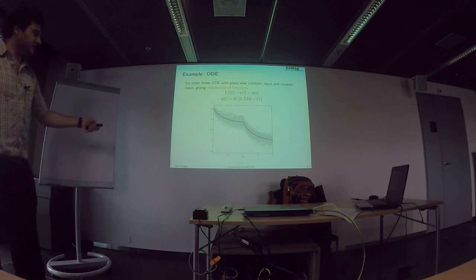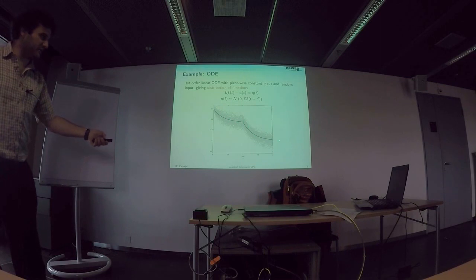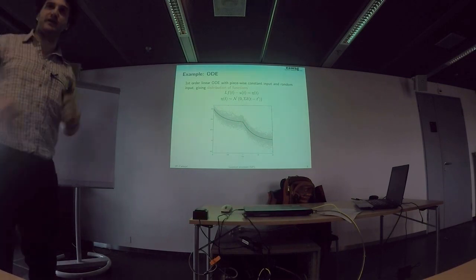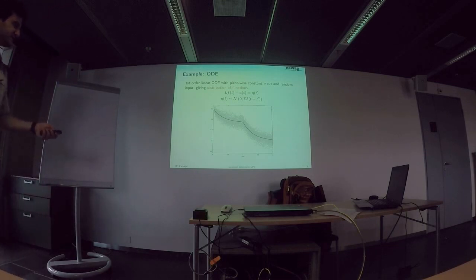And so what you see here in black is the mean function, and then all the gray things are realizations of the noisy input we put there. And what you get is this distribution. Because of the properties of the system, in fact, because it's linear and because the noise is Gaussian, you get a Gaussian process here. So again, what you obtain at the end is a distribution of functions.